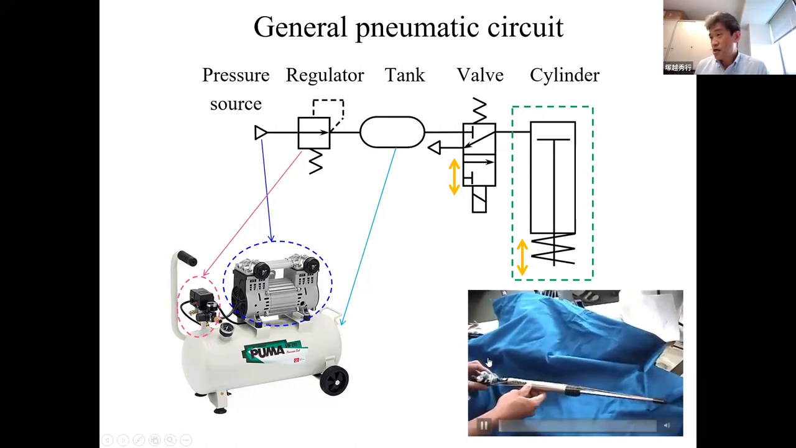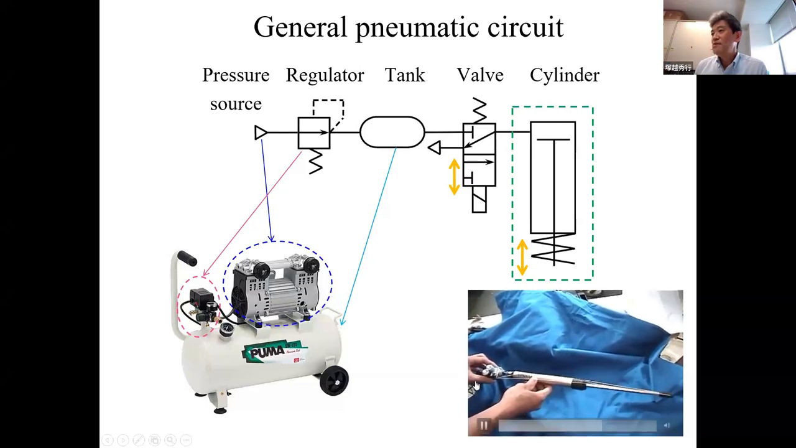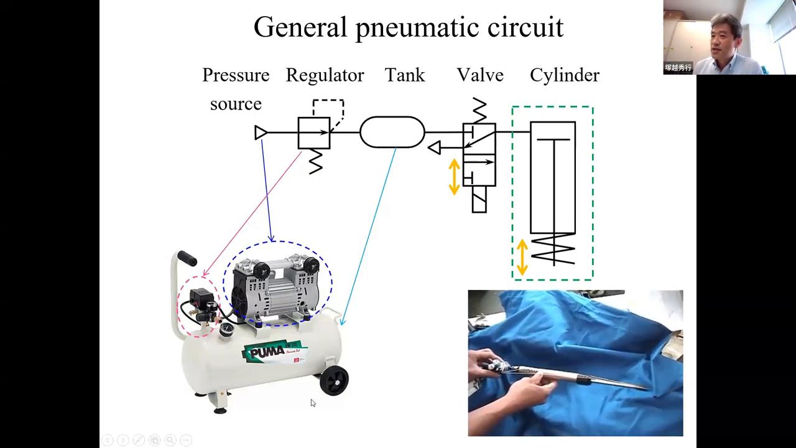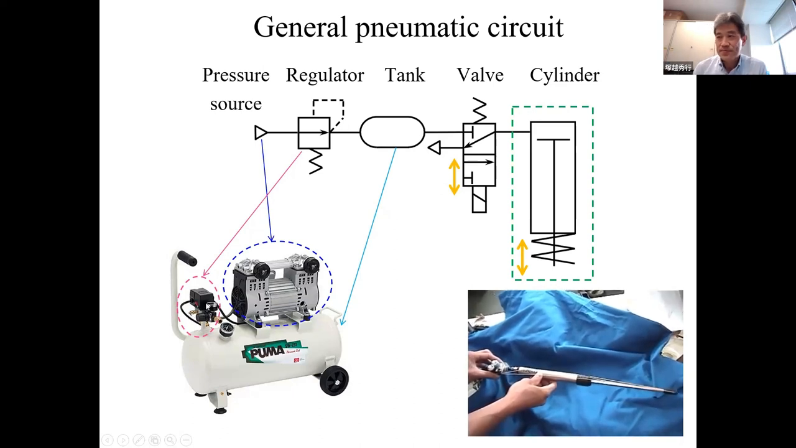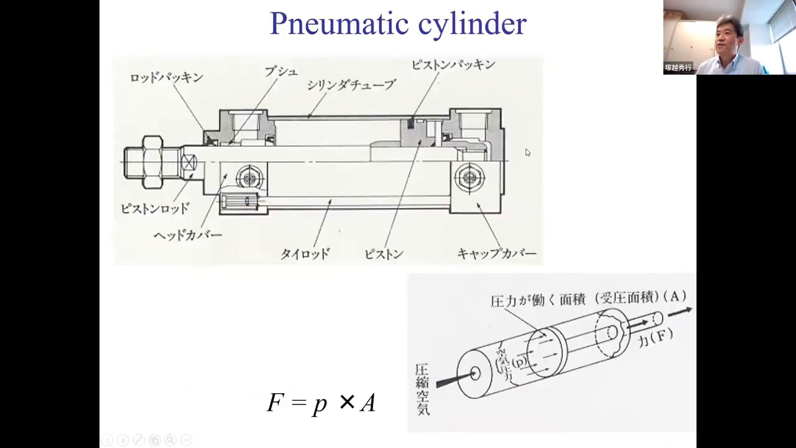And simultaneously, the movement is transmitted to the cylinder extension. And this is the power source of the pneumatics. And it is driven by the AC electric power. And it shows the compressor, and this part is the regulator. And the cylinder force itself is expressed by the pressure P inside the cylinder times the cross-sectional area A. And then the force can be determined.